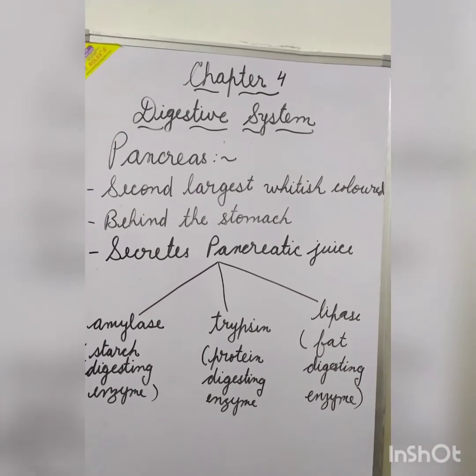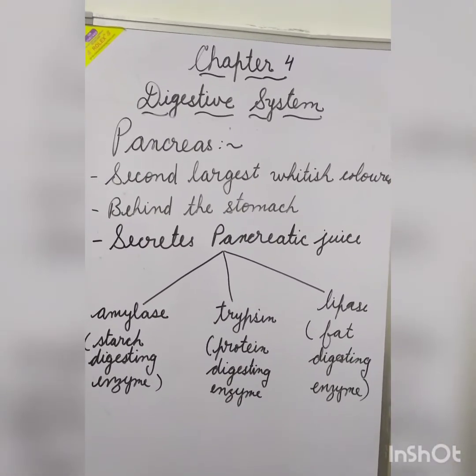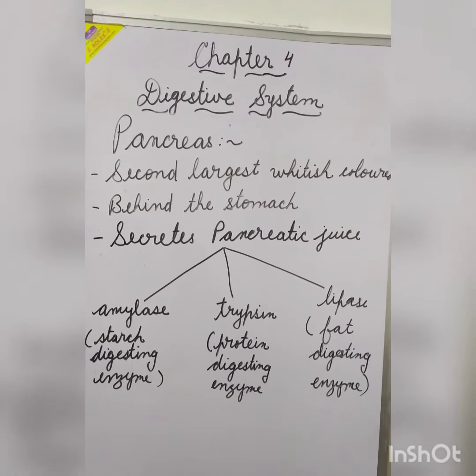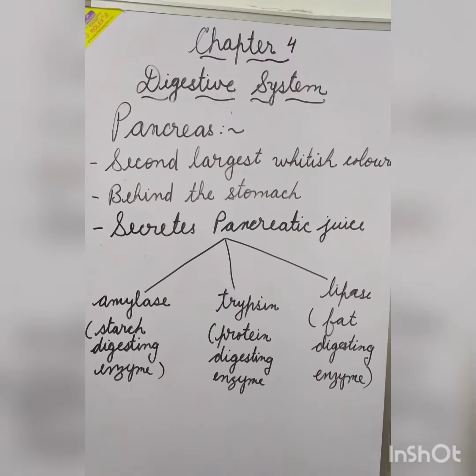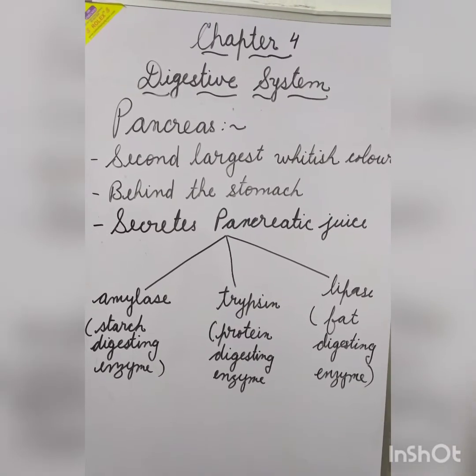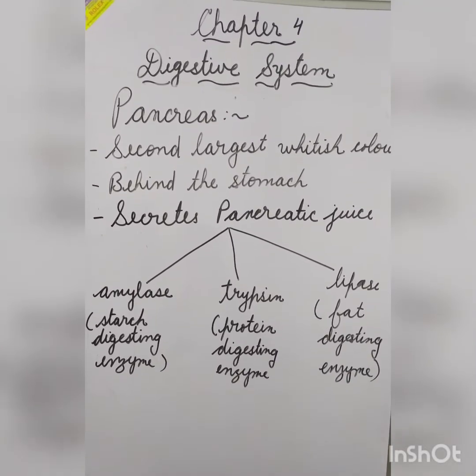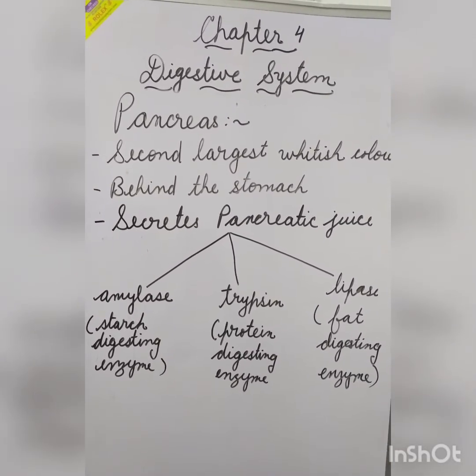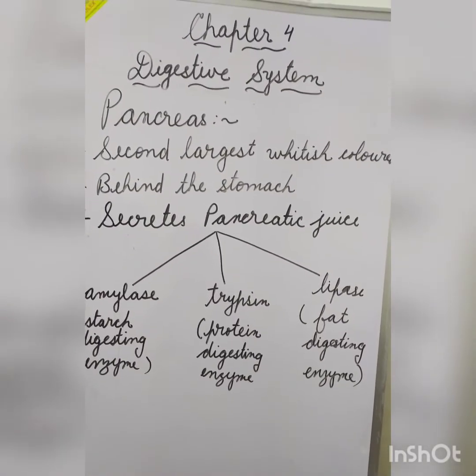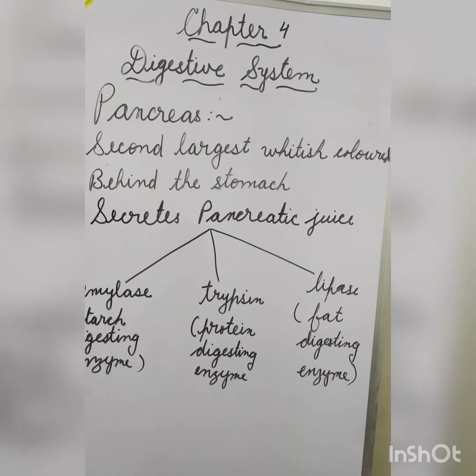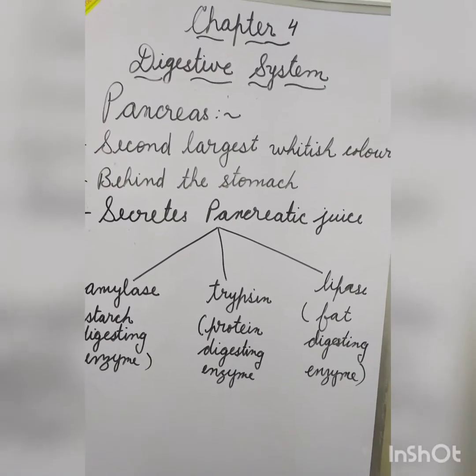Pancreas. It is the second largest whitish colored digestive gland. It is situated behind the stomach. It secretes the pancreatic juice which contains enzymes for digestion. It contains amylase, which is a starch digesting enzyme, that is carbohydrate. Trypsin, which is a protein digesting enzyme. And lipase, which is a fat digesting enzyme.